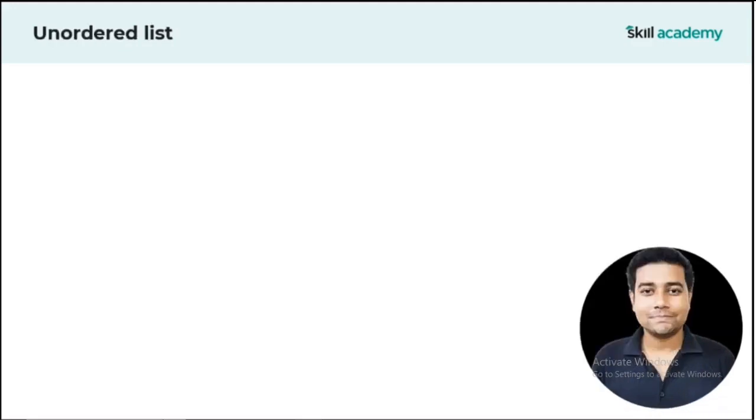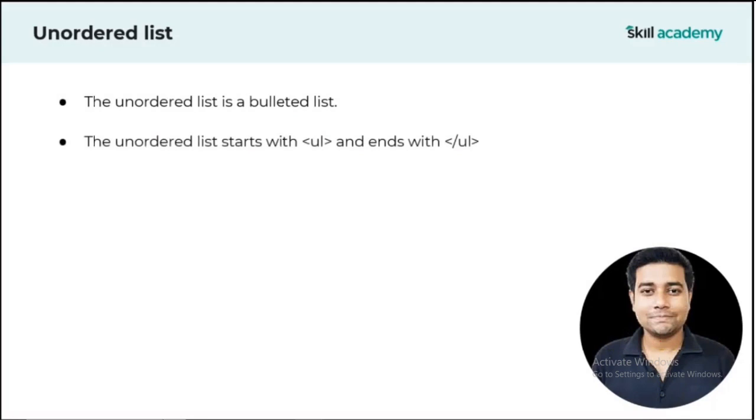So first of all, we are going to understand the concept of unordered list. The unordered list is a bulleted list. The unordered list starts with the UL tag and ends with the closing UL tag. So if you want to display some set of items in an unordered list, you have to use this UL tag. Each item is to be listed in the li tag.